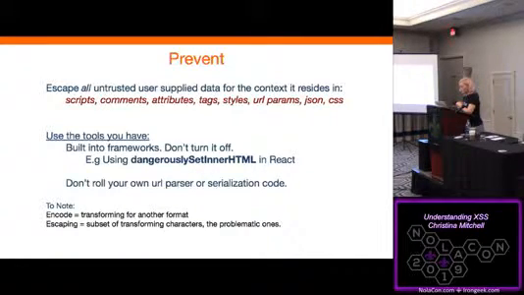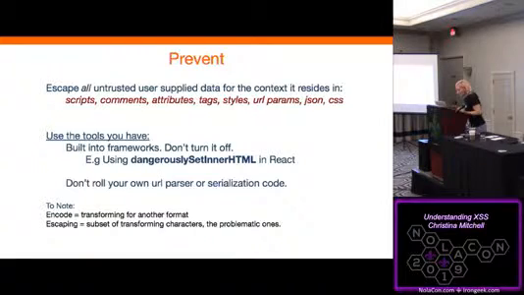So use the tools that you have. Don't roll your own URL parsers or serialization code. Use the built-in XSS prevention. I can't tell you how many times I've looked at an application and seen these safe protections turned off, like in React, dangerouslySetInnerHTML turned on. It's in the name, right? Or Django has something marked as safe. It's like, this is not safe. Don't do that. There are other ways to do what you want.